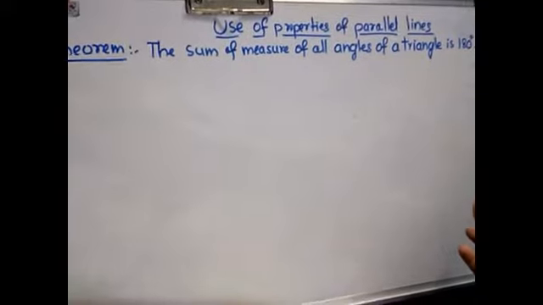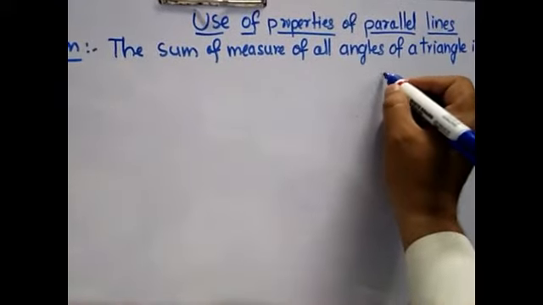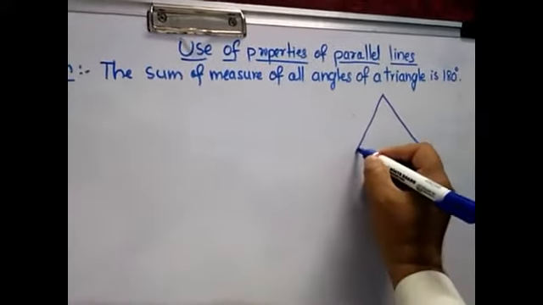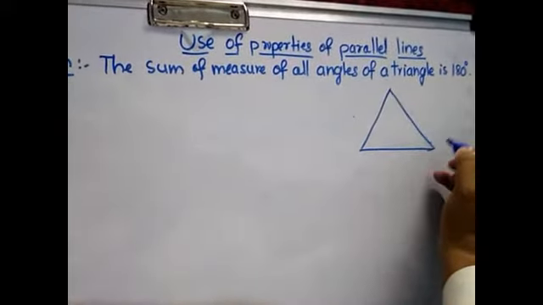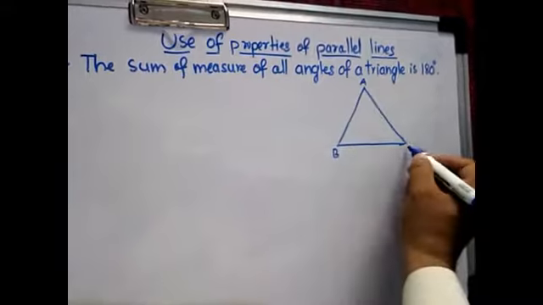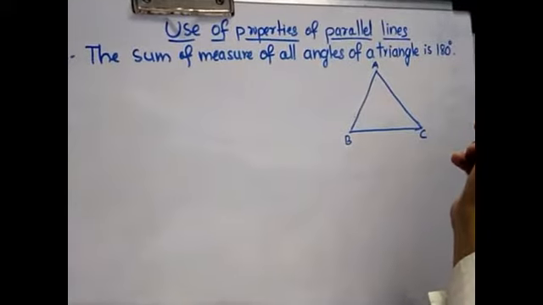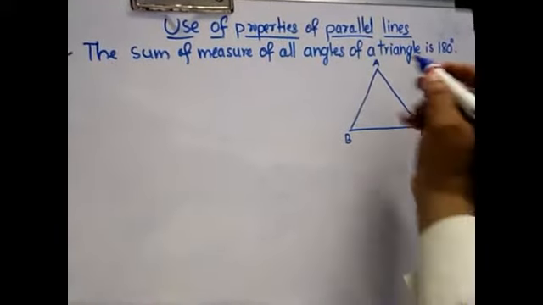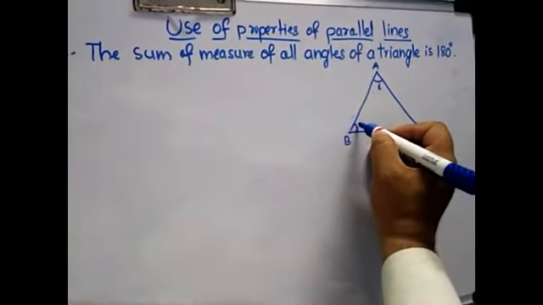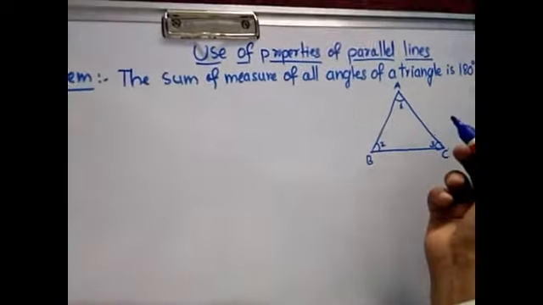So for proving this theorem, first of all we draw the diagram here. One triangle I'll draw here. Suppose any triangle having A, B and C. So in this triangle we'll give the measures. Suppose this angle A is 1, angle B is 2, and angle C is 3. These are the three angles given here.